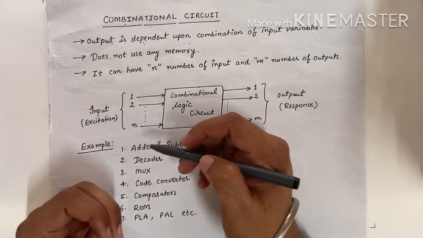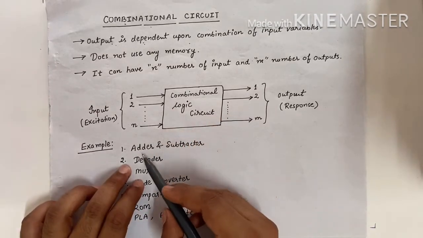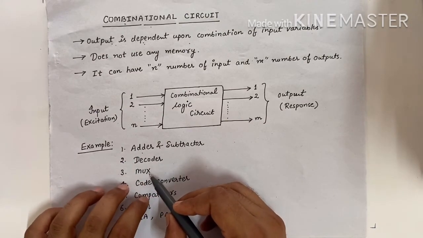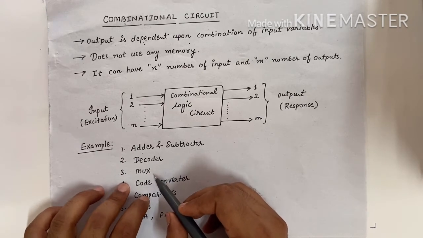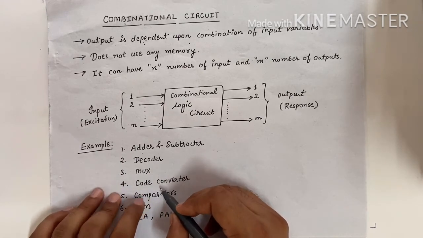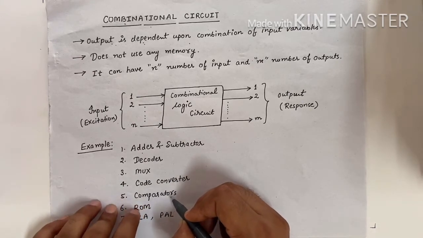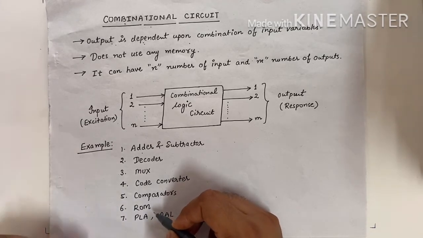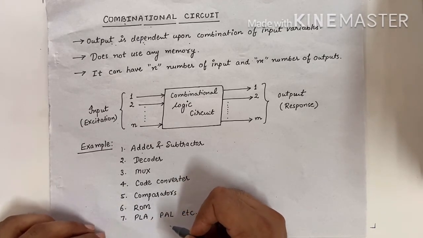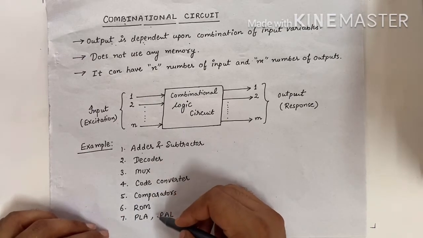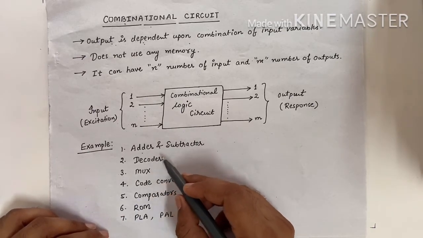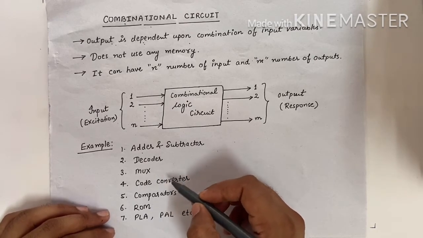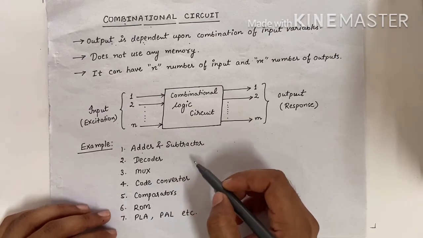There are various examples of combinational circuits. Firstly, adder and subtractor. Second is decoder. Third is mux and demux. Mux is also called multiplexer. Fourth is code converter. Fifth is comparator. Sixth is ROM, which we have learned in computers. Seventh is PLA and PAL, etc. These we will learn in this module only. Adder and subtractor we will learn in the coming videos. Decoder, mux, converter, comparator, these we will learn one by one in this module.